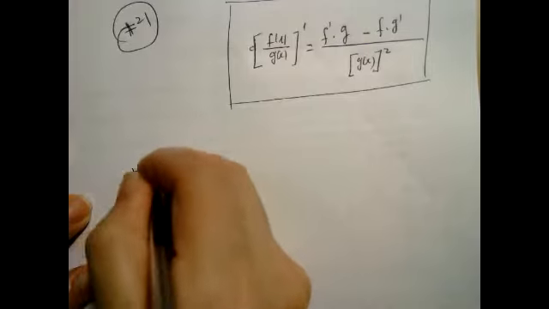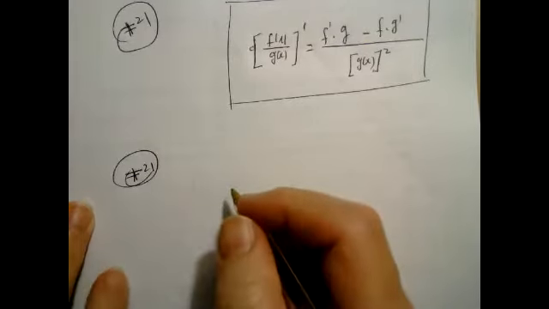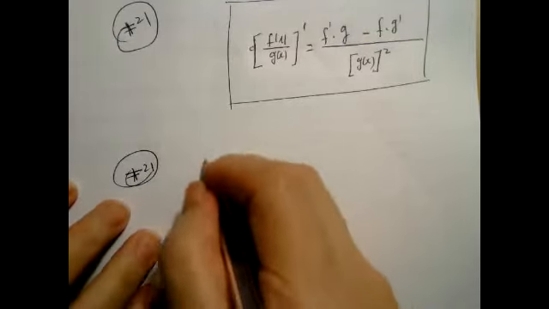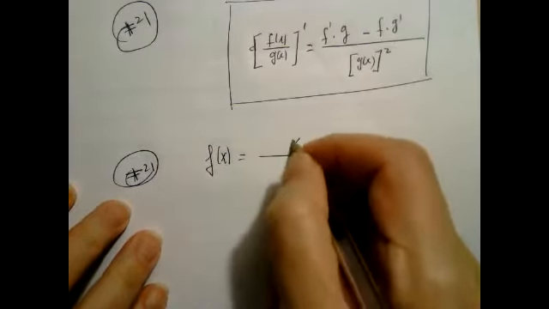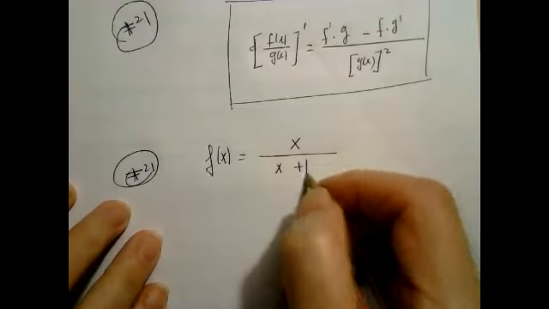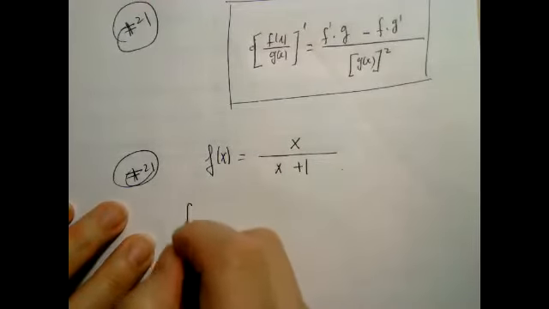So let's do number 21, which is a verbatim application of that. So I have the function f of x equal x over x plus 1, and I need to find f prime.